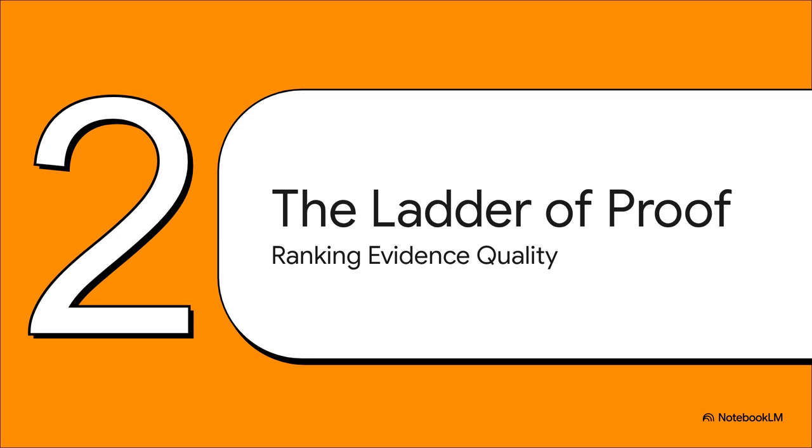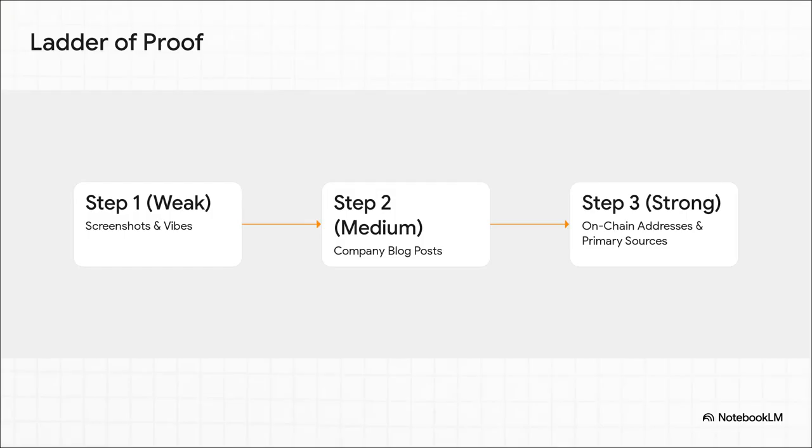All right, to pull this off, we need a framework. Because look, not all evidence is the same, right? It's like being a detective. You can't treat an anonymous tip the same way you treat DNA evidence. We've got to have a way to rank how strong the evidence we find actually is. So let's call it the ladder of proof.